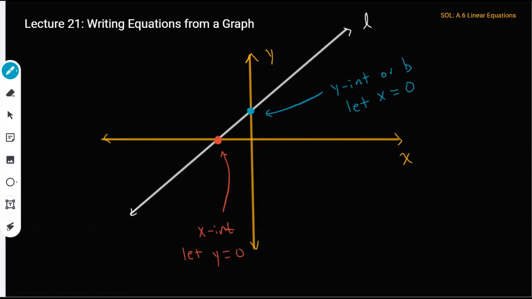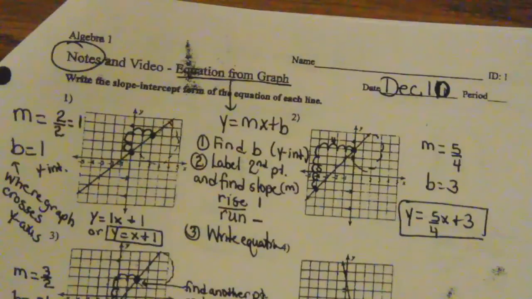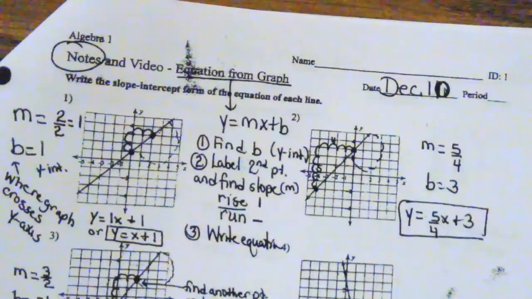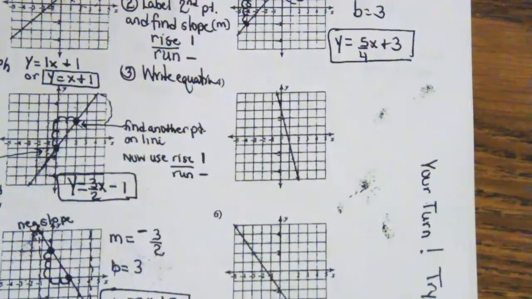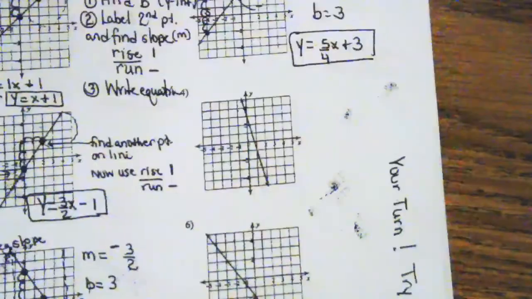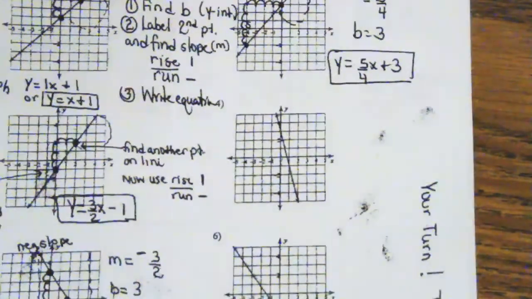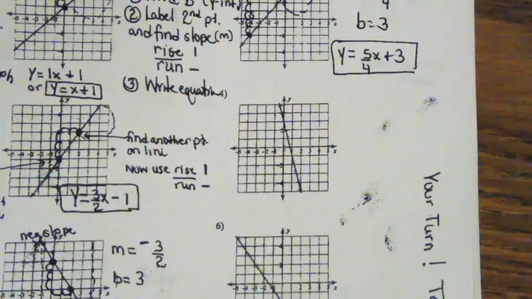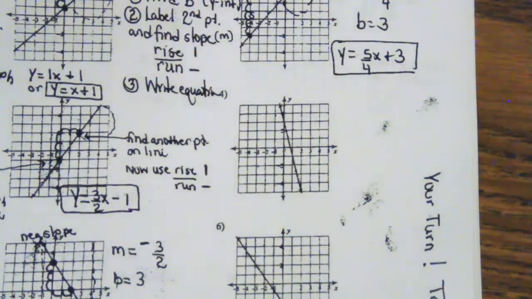Okay, let's look at this paper that I have down here. So down here, we're going to do number 4 first. And I'm going to zoom in on it so you can see it a little bit better.